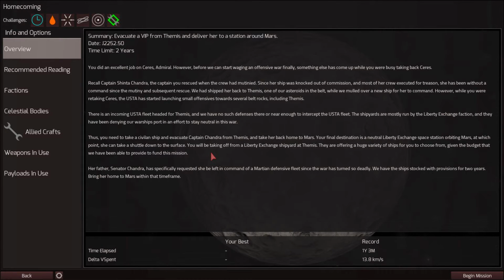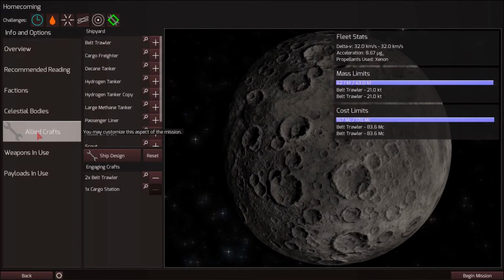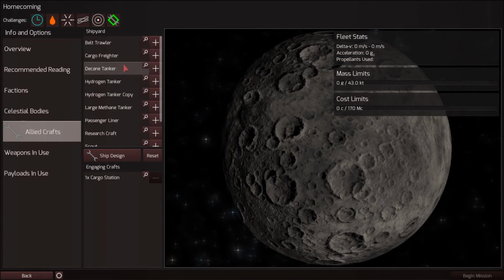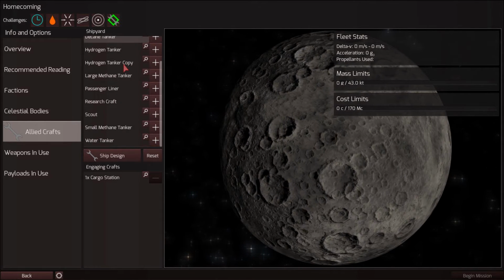There is a USTA fleet headed for Themis, so we need to evacuate Captain Chandra and bring her to Mars, where she'll become the commander of the Martian Defensive Fleet. So in this mission, we can sort of choose which spaceships we have. These are some pre-designed civilian ships that we can choose from.